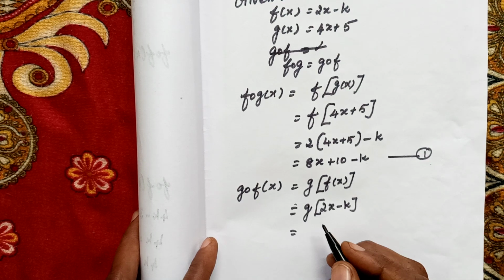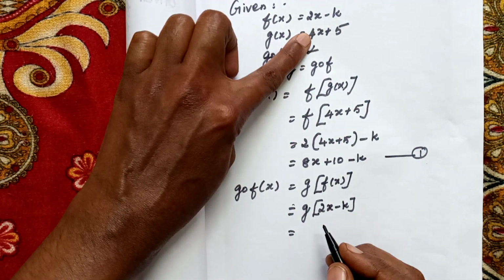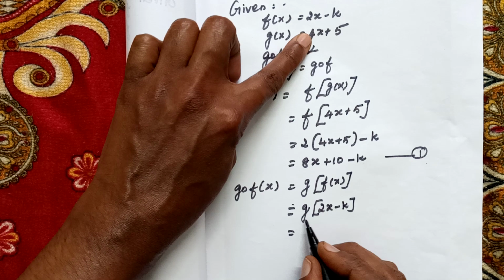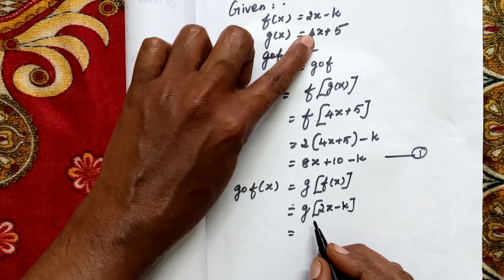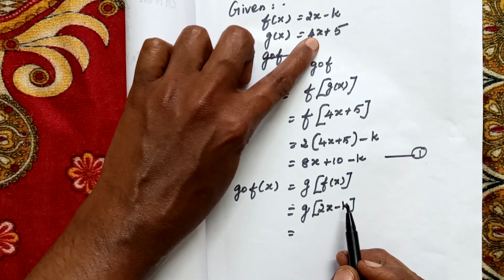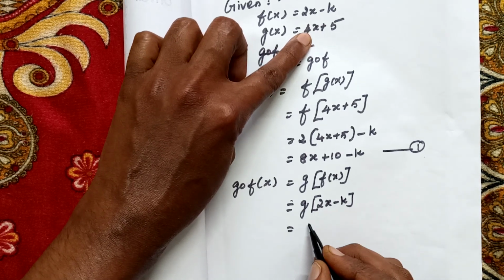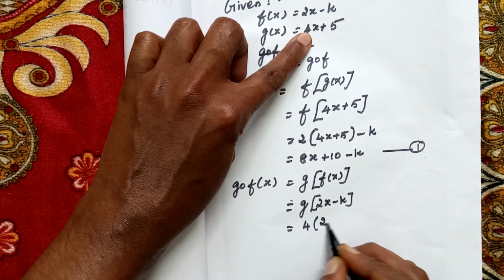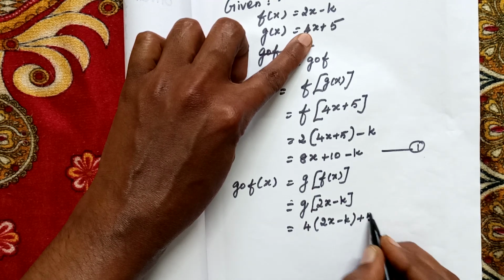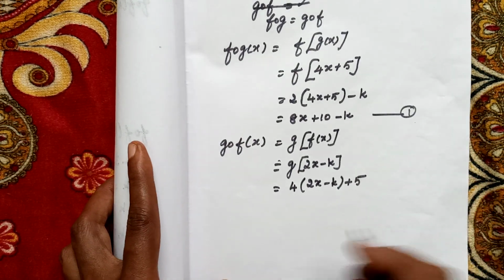Next, now we have to see g of x. What is g of x? 4x plus 5. The function is about g of x. So, here g of 2x minus k means the x in place we have to replace 2x minus k. So, 4 into 2x minus k plus 5.